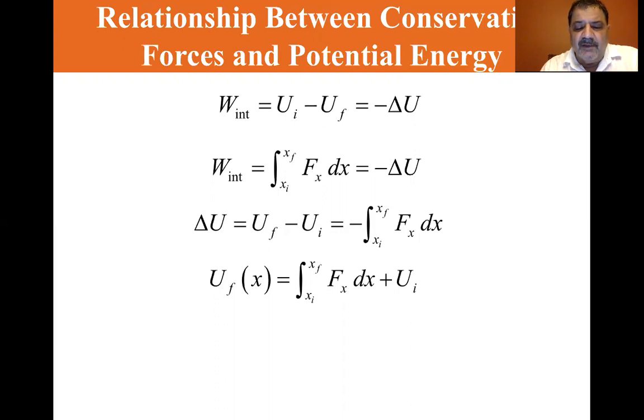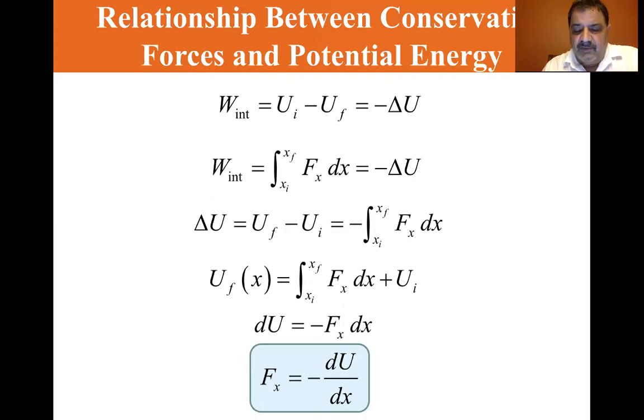If the point of application of the force undergoes an infinitesimal displacement dx, then we can express the infinitesimal change in potential energy of the system, dU, as dU equals minus F sub x dx. The conservative force is related to the potential energy function through this relationship, as shown. F of x is equal to minus dU/dx. The x component of the conservative force acting on a member within the system is equal to the negative derivative of the potential energy of the system with respect to x.